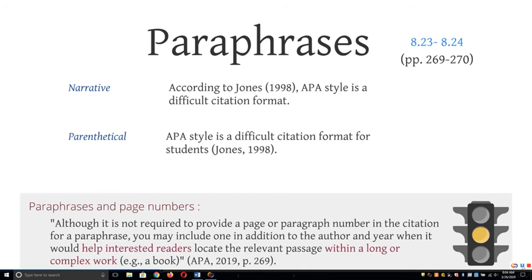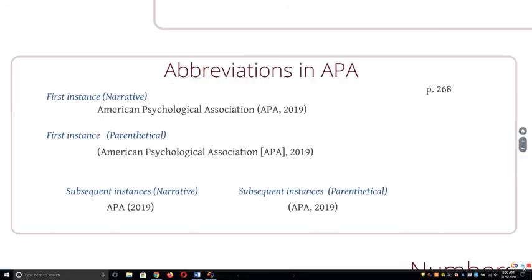If you have a narrative citation, all you need is the author and the date, and then afterwards you include what you paraphrased. Or alternately, you can include what you paraphrased and then end that with a parenthetical with just the author and the date. There's no need to put a page number for a parenthetical citation. And again, all this is on pages 269 through 270 of the APA manual.